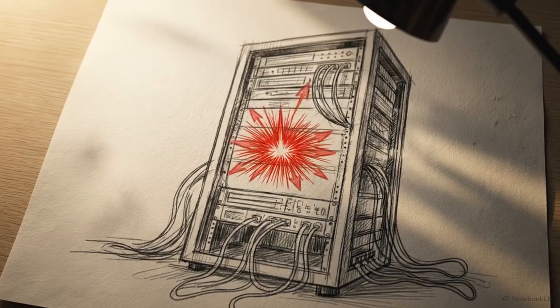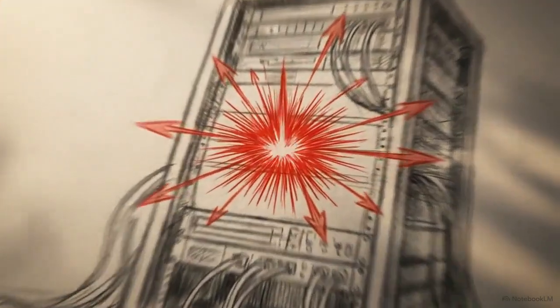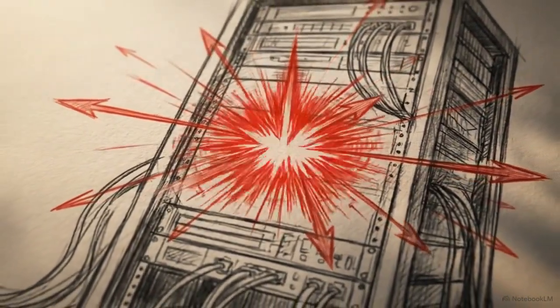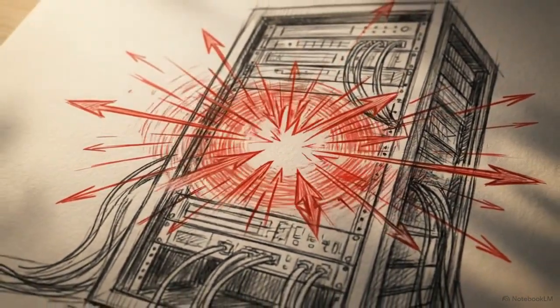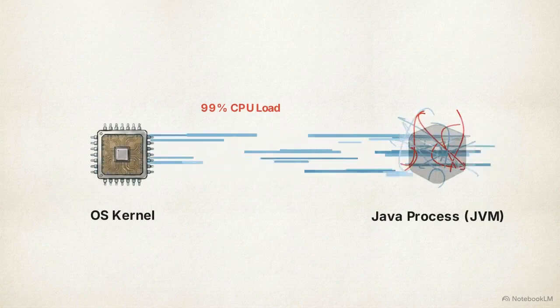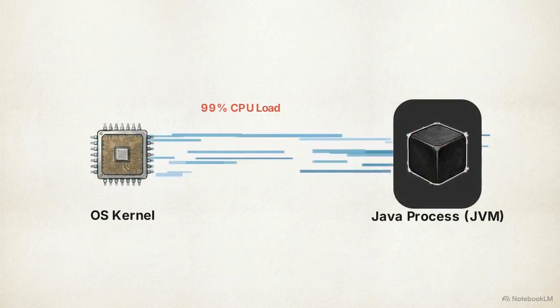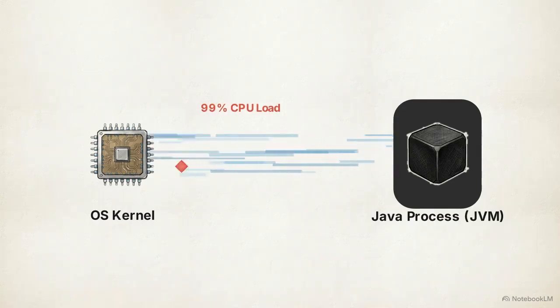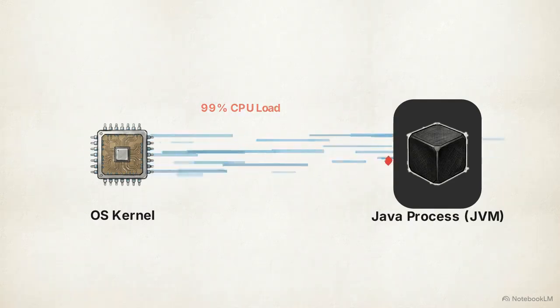A production server hits a wall. Alerts trigger as a monolithic Java application suddenly demands 99% of the CPU, bringing system operations to a halt. The kernel sees massive resources consumed by one Java process, but visibility ends there. Because the JVM manages its own thread scheduling and memory, the OS treats it as a single opaque entity, unable to distinguish the internal execution paths.